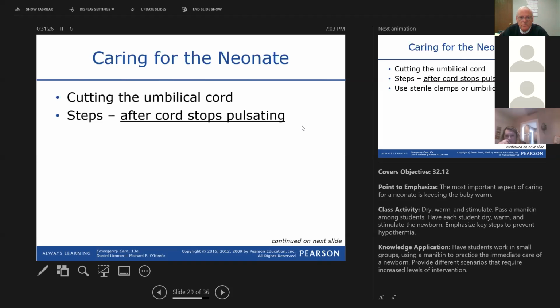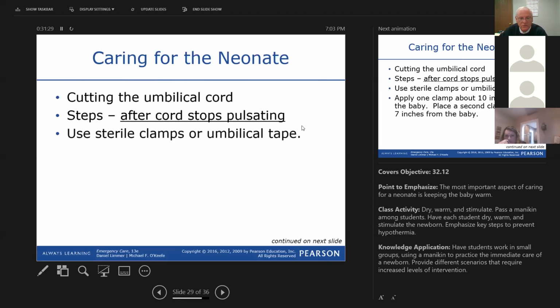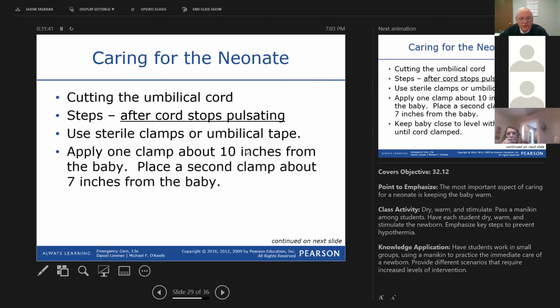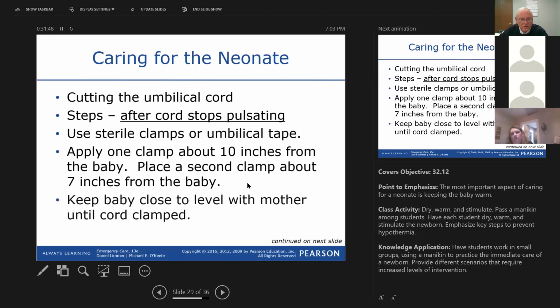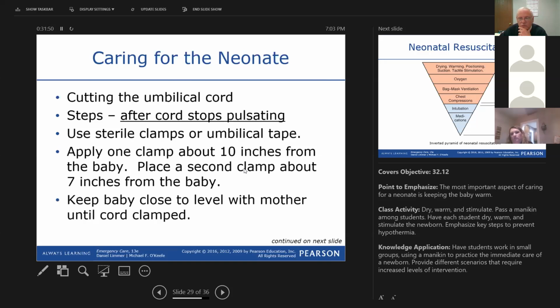But there's no big rush to do it. You don't even need to do it until the placenta comes out, actually. Our OB kits have steel clamps. Some of them have umbilical tape, like a shoestring type thing. So place one clamp about 10 inches from the baby, and then another one about 3 inches closer to the baby, and then you can cut it in between. And again, keep baby and mom around the same level.